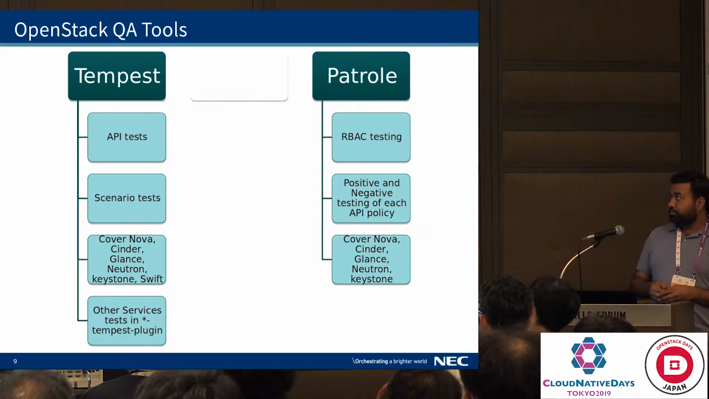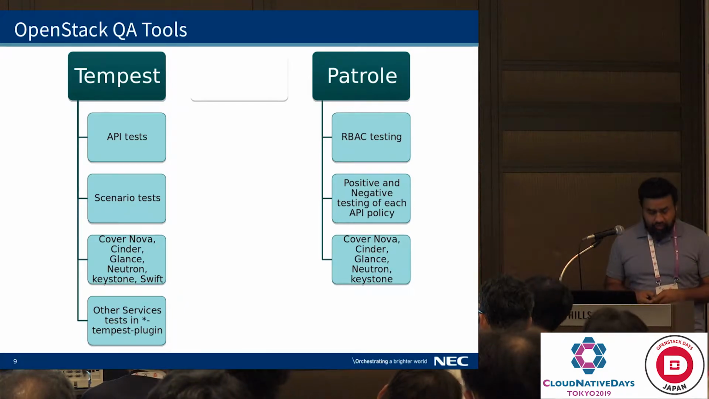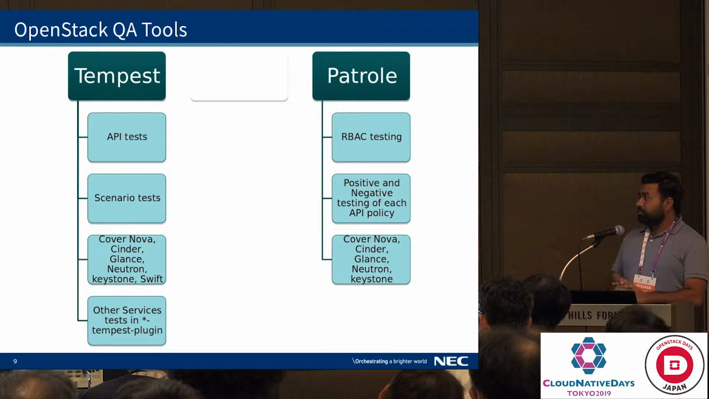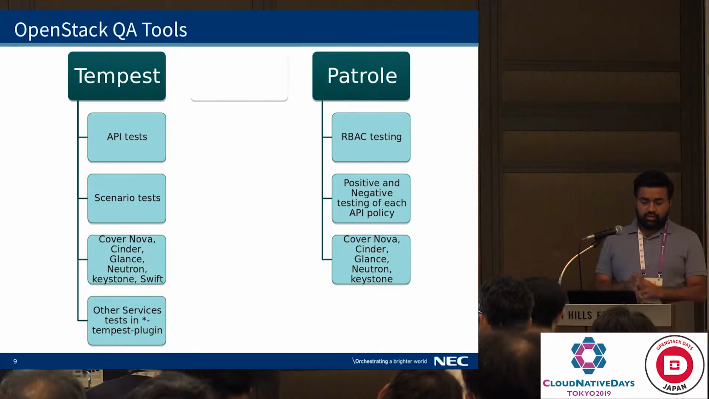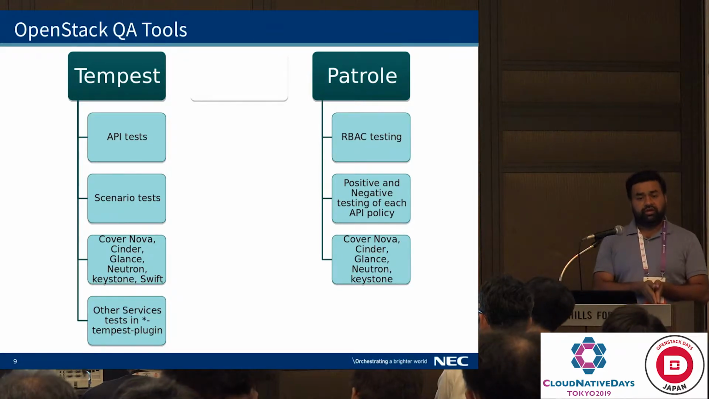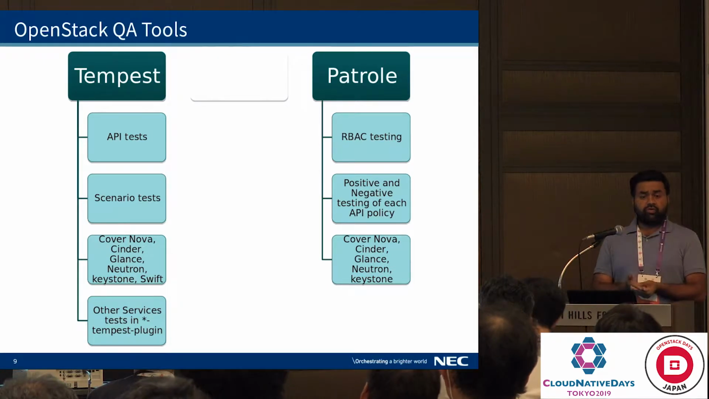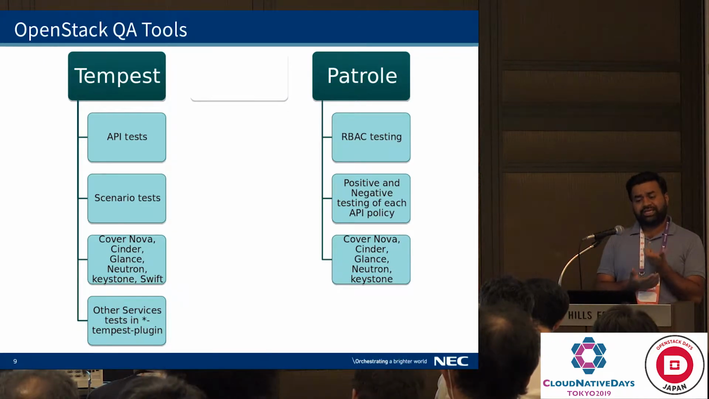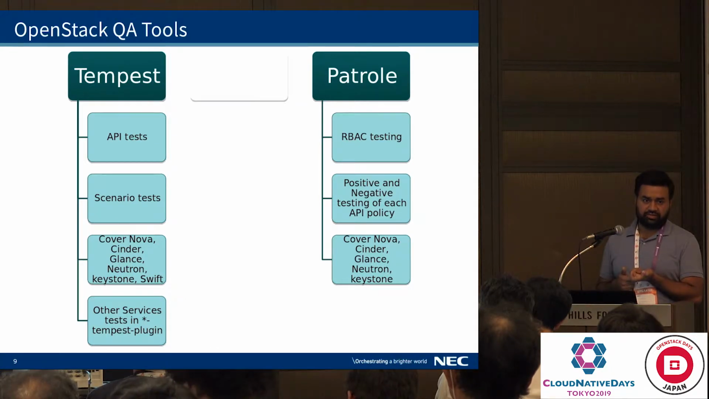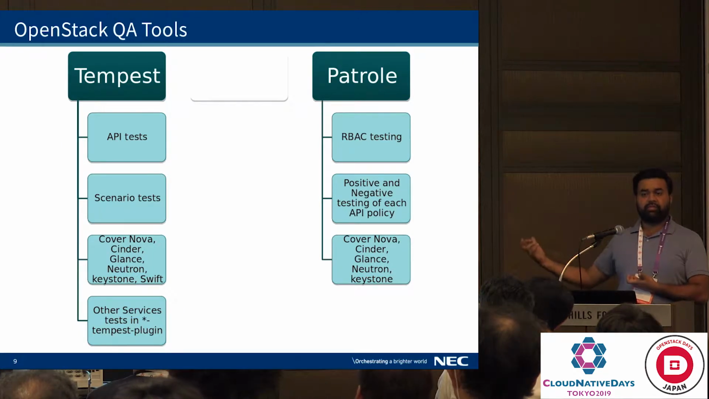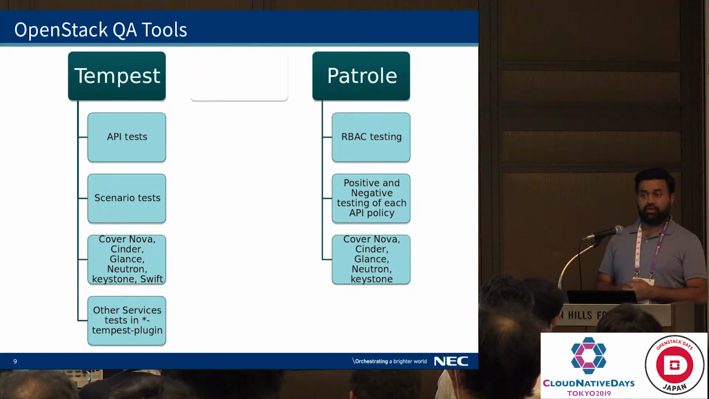On the Patrole side, this is RBAC testing. As you know, we have policies controlling the API operations, so we want to make sure those policies are not broken at any time. For example, if there is an admin API, say live migration, and in your cloud you are giving access to admin users to do the live migration, you want to test that any other non-admin user is not able to live migrate my VM. Those kinds of testing Patrole can do for you.